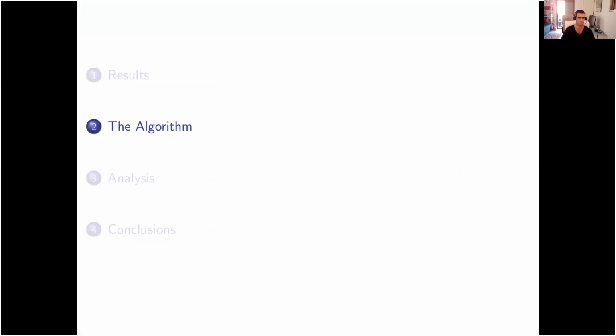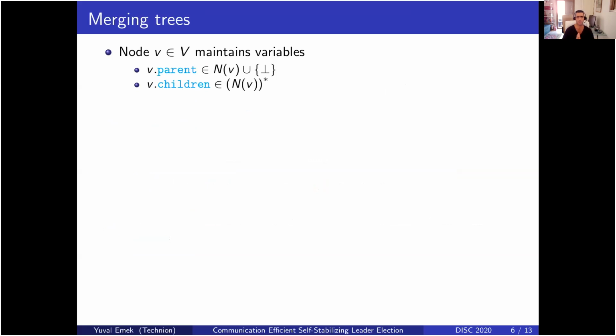Okay, let's move on and talk about the algorithm itself. So first of all, each node V maintains a variable called parent, V.parent, that points to the parent of V in the tree, and a variable called V.children that stores the list of children of V in the tree. Now we define the variable T-neighbors to be simply the union of the children of V and the parent of V, if any.